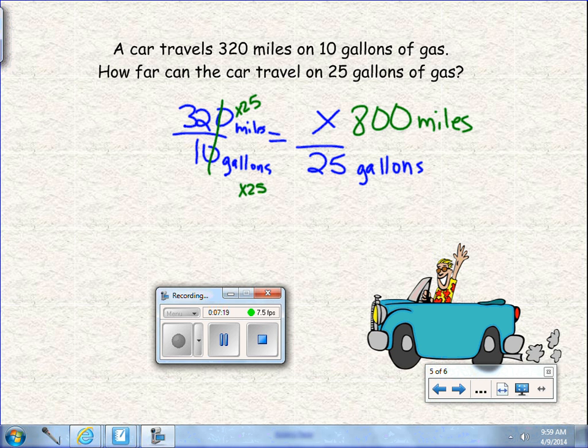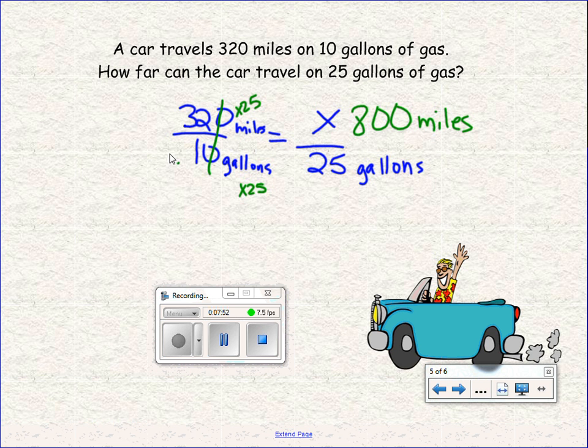We set up our proportion. In this instance, the distance went over gallons. As you hear on TV commercials, how many miles per gallon does a car get? So we took 320 miles over 10 gallons, and we need to determine how many miles it can go on 25 gallons. So we set up the proportion. Then we reduced. We noticed that we could reduce 320 over 10 by 10. So now we have 32 over 1 is equal to x over 25. Well, then you notice 1 times 25 equals 25. So 32 times 25 equals 800 miles.